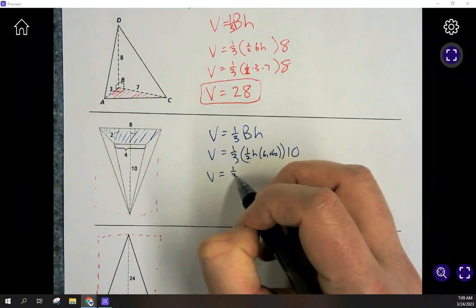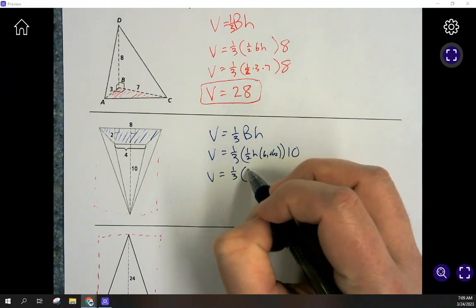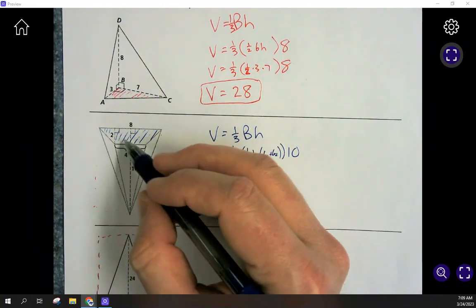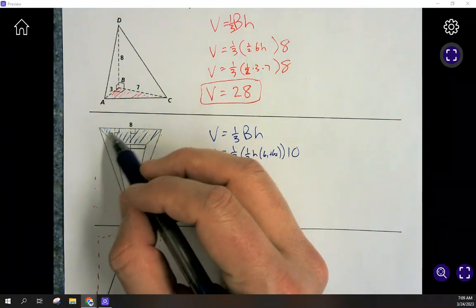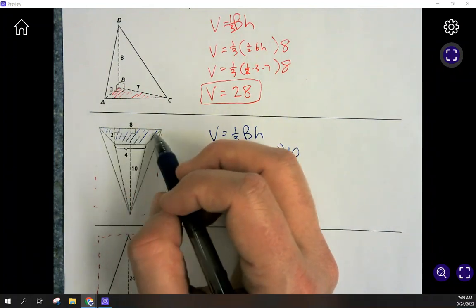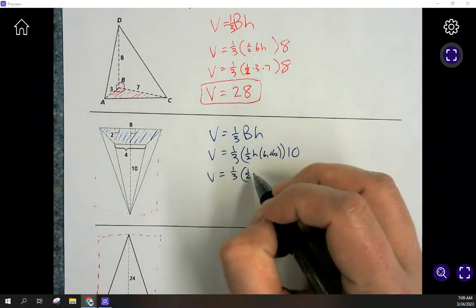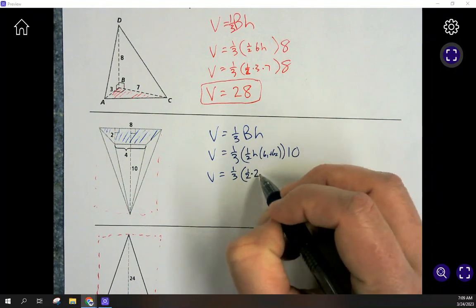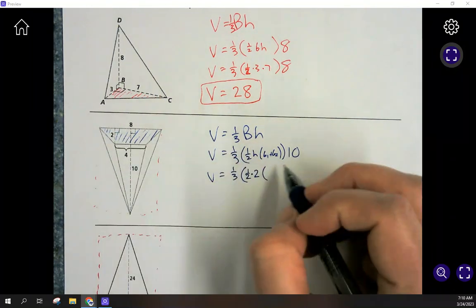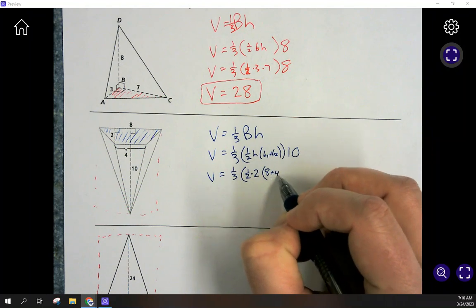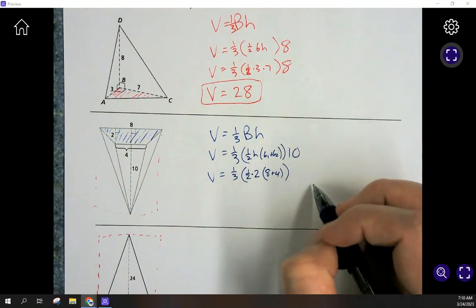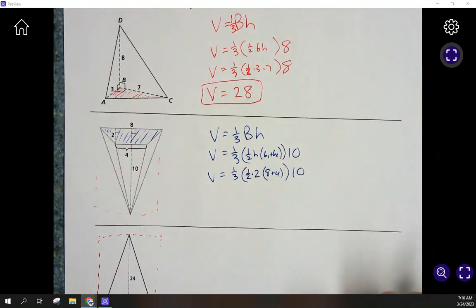And so let's leave this alone for now. Inside here, it's going to be 1/2 times. Now, be careful. This height, we're just looking at the base, the two-dimensional trapezoid here. So the height of that base is 2. Base 1 plus base 2 is 8 and 4. So 8 plus 4. Make sure you're adding those bases, not multiplying. 10 is the height of the three-dimensional shape.